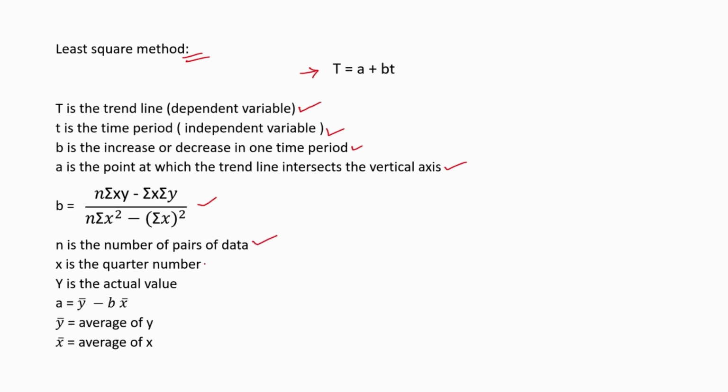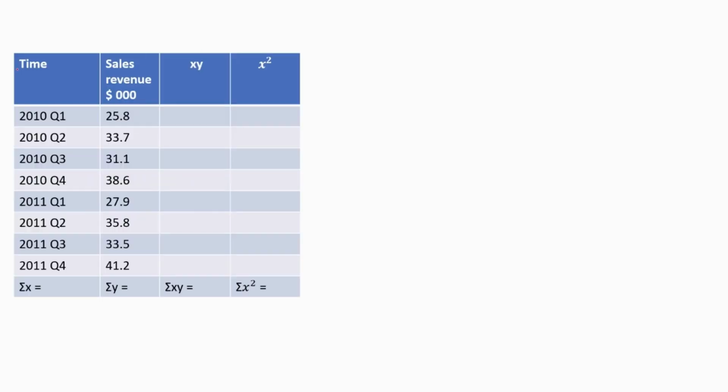x is the quarter number. y is the actual value. Using this formula, we can find the value for simple a. Y bar is the average of y values. X bar is the average of x values. These formulas will be given in your exam, so you don't need to remember these. But you have to have the understanding how to use these formulas to find the trend line and other variables on the trend line. Now let's do this example.